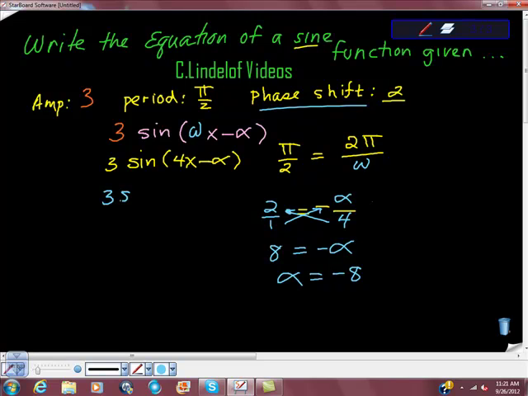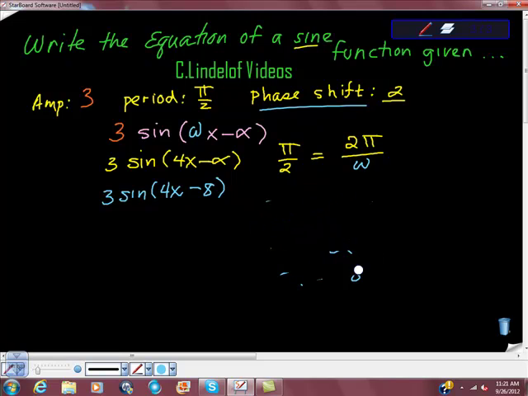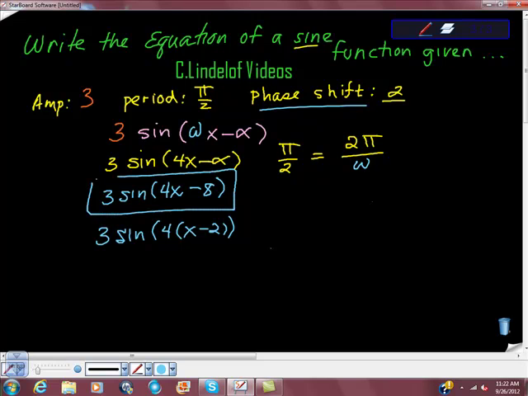We get 3 sine of 4x minus 8. What some professors will ask you to do is factor a little bit on the inside. So a professor may ask you to do this. They may ask you to say that this is 3 sine of, 4 and 8 have a common factor of 4. So pull out a 4. 4 times x minus 2. Frankly, I like it this way better. But there we have it.